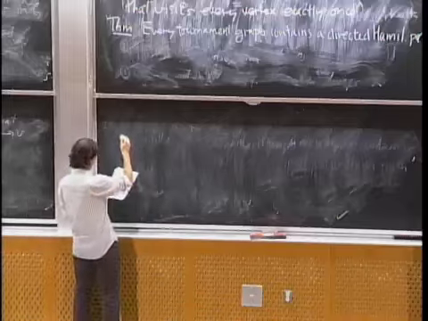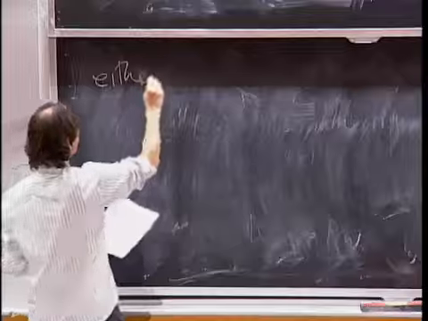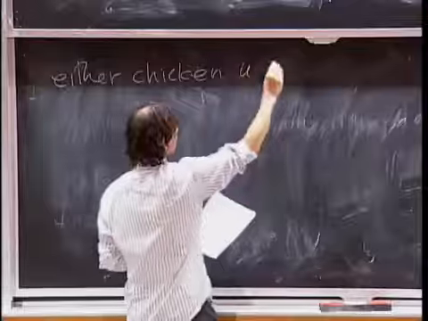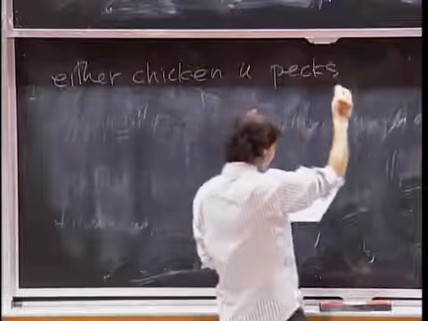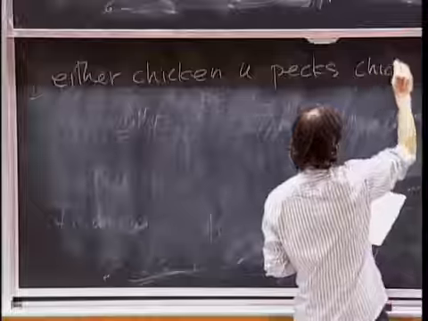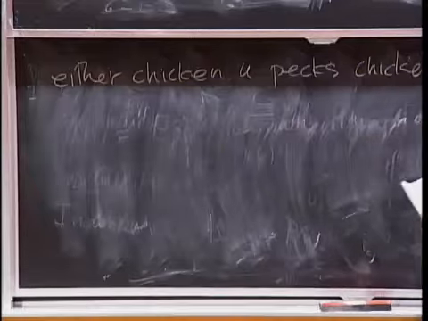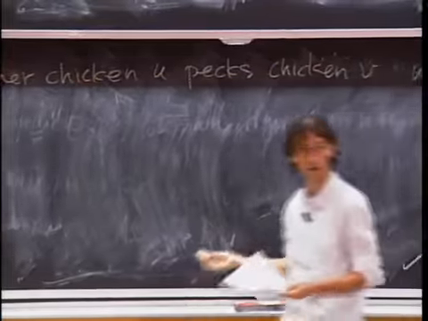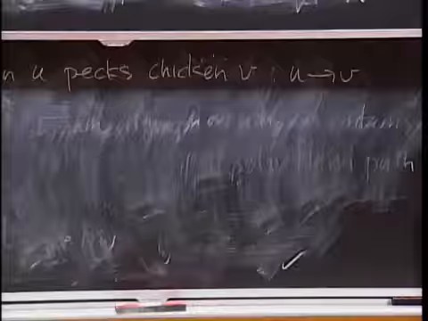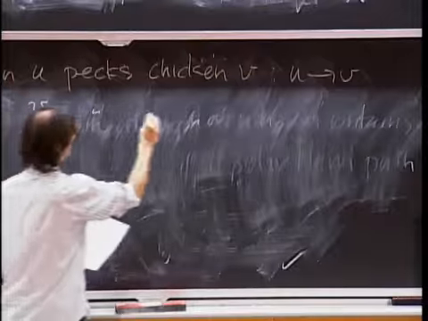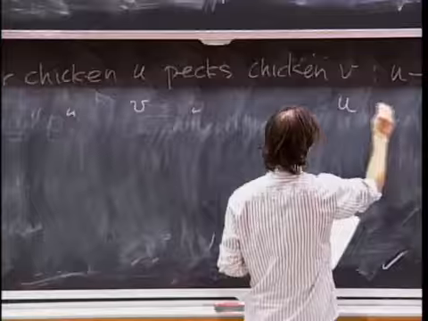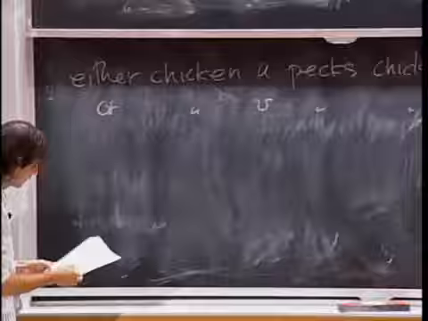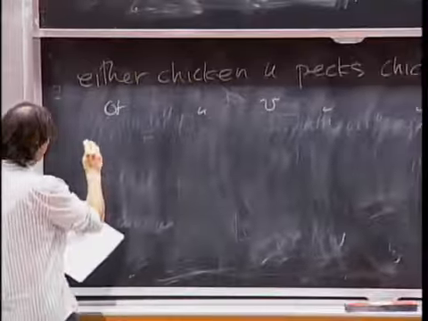So what do we have? Either a chicken U pecks a chicken V, and we say that U has a directed edge to V, so we're actually defining a tournament graph here. Or we have a chicken V that pecks a chicken U, and we get V has a directed edge to U. So we have a tournament graph, but now we define something new.